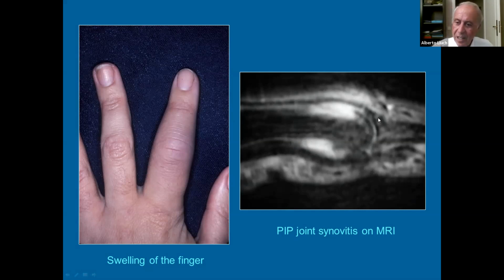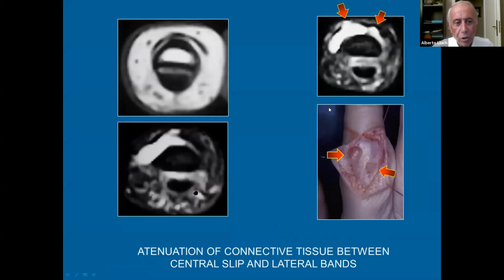As we can see here, we can see synovitis below the central slip, over the dorsum, and distal to the central slip. But the central slip is still intact, because we can see here on the left the central slip, one lateral band, the other lateral band, the proximal phalanx, and this is the pulley of the flexor tendons.